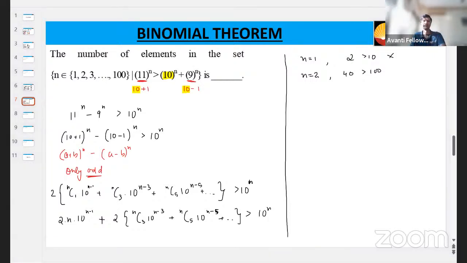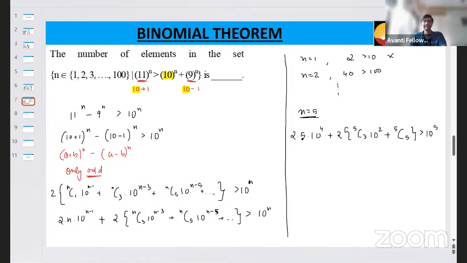So let's skip some numbers and try to put n equals to 5. Why I'm saying n equals to 5? Because n equals to 5 में क्या मिलेगा देखो, 2 into 5 into 10 raised to the power 4 plus 2 into 5C3 10 raised to the power 2 plus 5C5 is greater than 10 raised to the power 5.